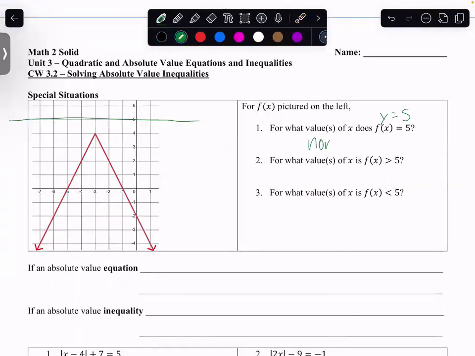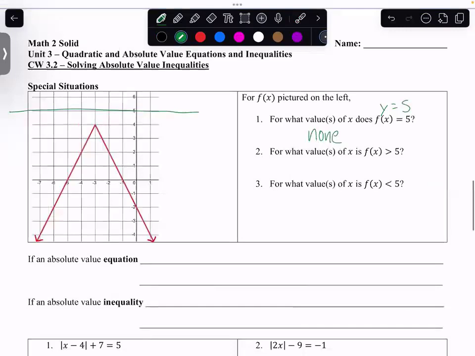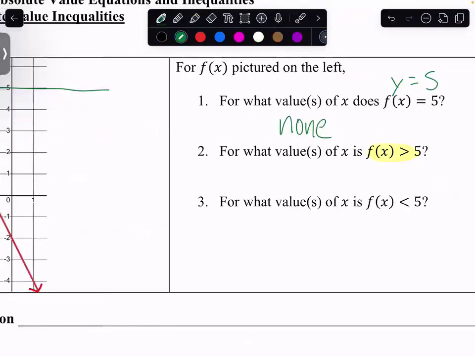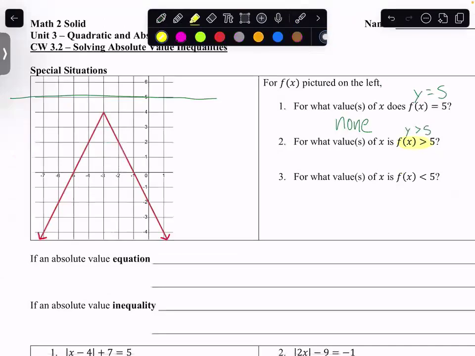Okay, so the answer is none. There is no x value that hits that y value. Okay, now we have a second question here. Now we want to know for which values of x is f of x greater than 5, right? So again, now we want the y values to be bigger than 5. Well, we don't even hit 5 exactly. There's no way we could get above 5. So there's also no x values for that.